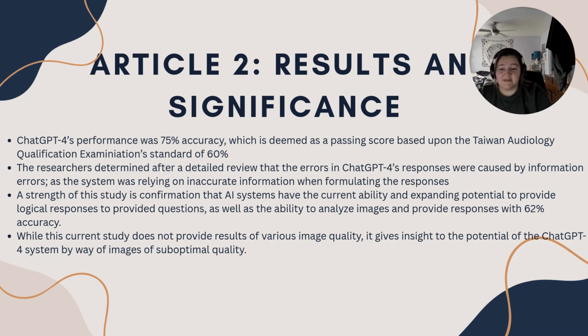A strength of this study is confirmation that AI systems have the current ability and expanding potential to provide logical responses to provided questions, as well as the ability to analyze images and provide responses with 62% accuracy. While this current study does not provide results of various image quality, which would be considered a weakness, it does give insight to the potential of the ChatGPT-4 system by way of images of suboptimal quality.